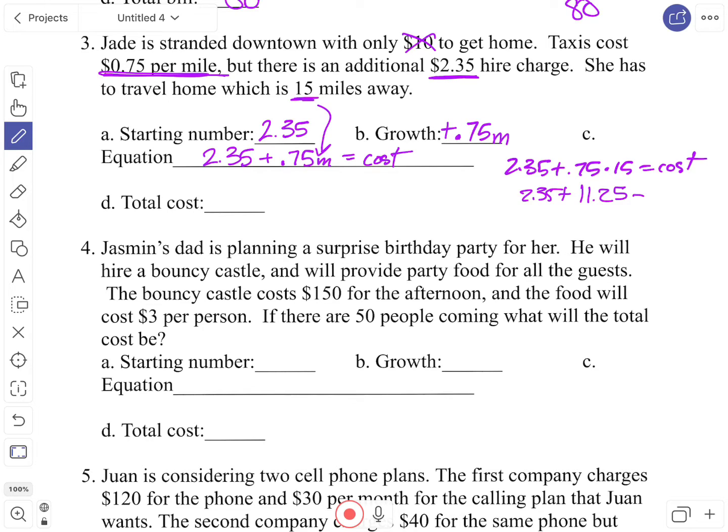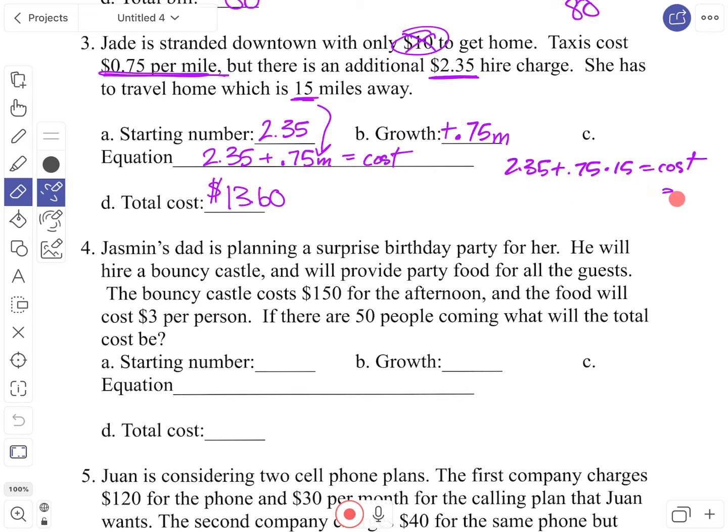It's going to give us $13.60. So with her $10, it's not enough to work, is it? Now, if we really wanted to, we could figure out how far she could go with the $10. That's a different kind of question. Then it's what the cost would be. We'd say if the cost was $10, what would we end up with?